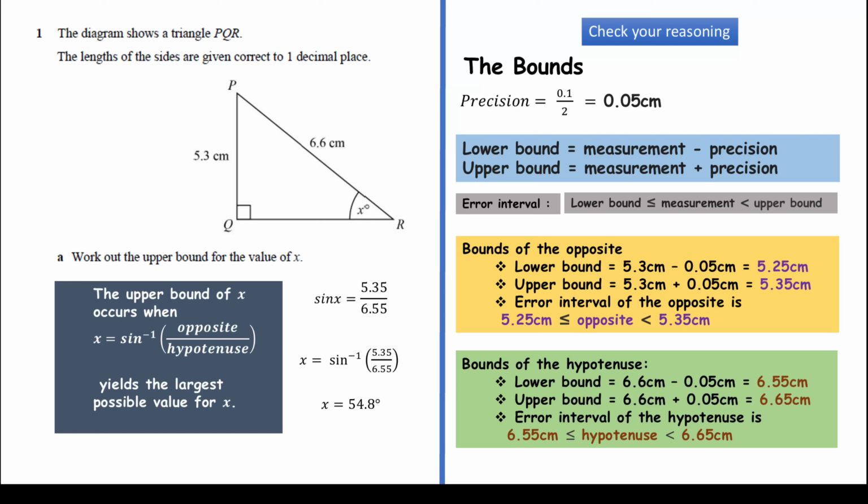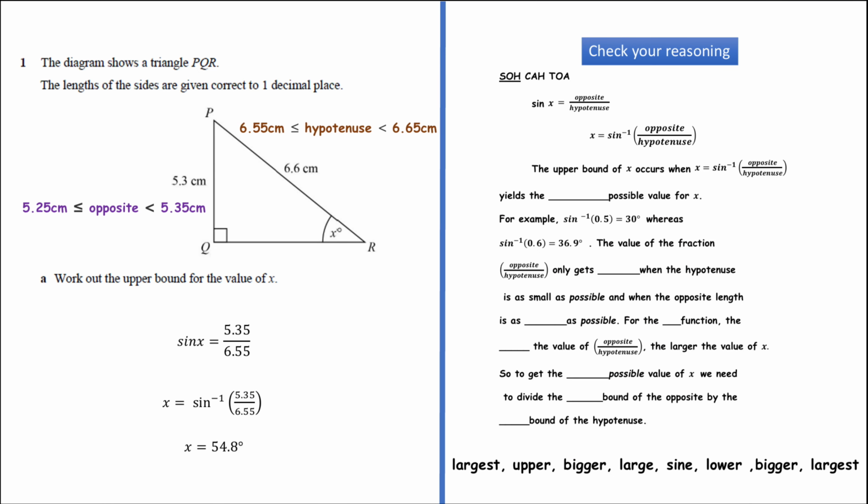So if we use the upper bound of the opposite side, which is 5.35, and we divide it by the lower bound of the hypotenuse, 6.55, we will then be able to work out X, which is sine inverse of the fraction, and X will give us 54.8 degrees to 1 decimal place. So have a go at this reasoning and literacy exercise. Pause this video and attempt it first, and we can go through the answers.